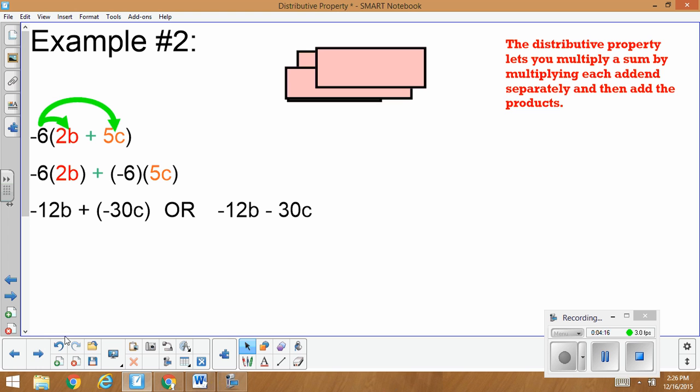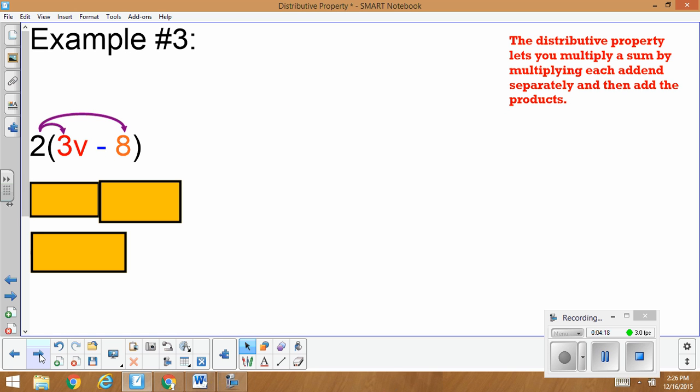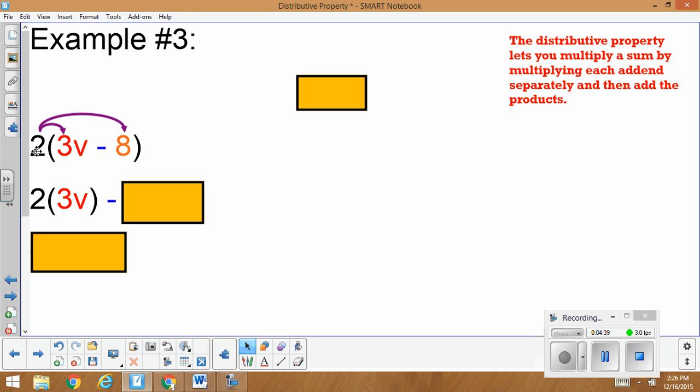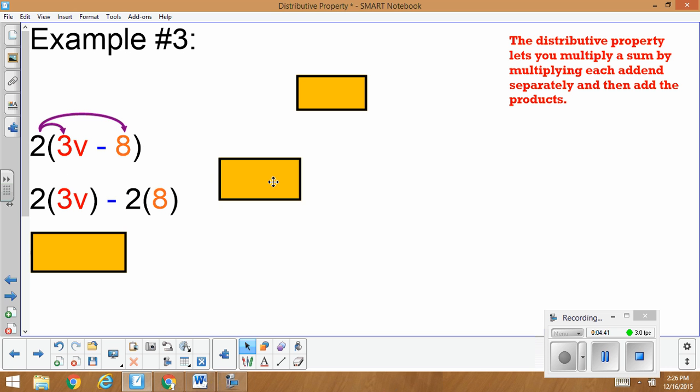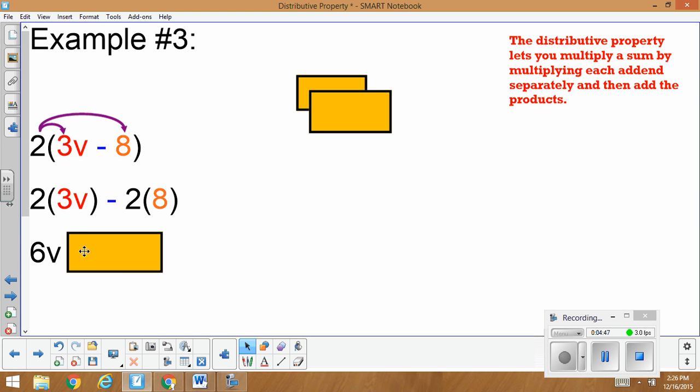All right, if you need to pause, pause here. Otherwise, I'm moving on to example 3. Okay, in example 3, we have 2 times the quantity of 3v minus 8. So I'm going to take 3v and 8 and times each of these addends by 2. So 2 times 3v. The minus sign comes down, and I'm going to take 2 and times it to 8. So I get 2 times 8. So 2 times 3v is 6v. Bring the minus sign down, and 2 times 8 is 16.